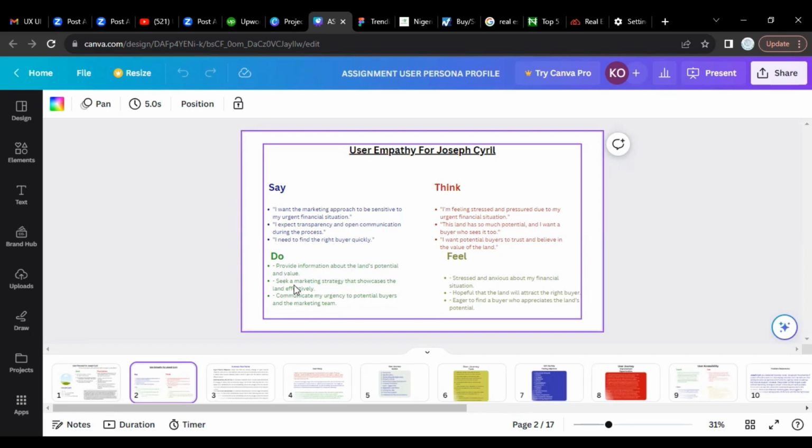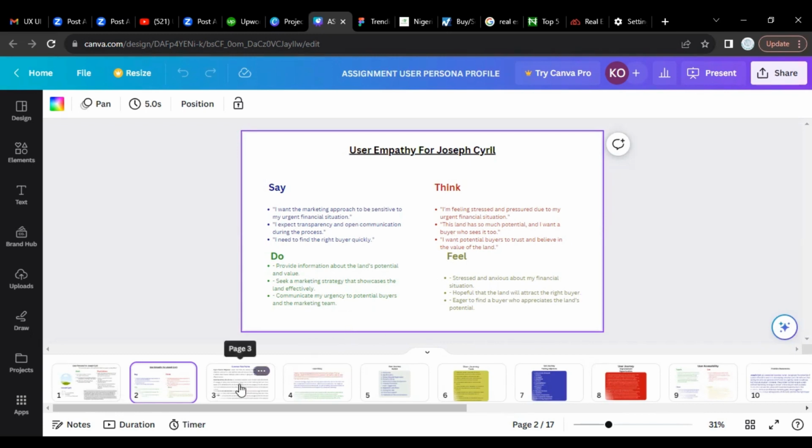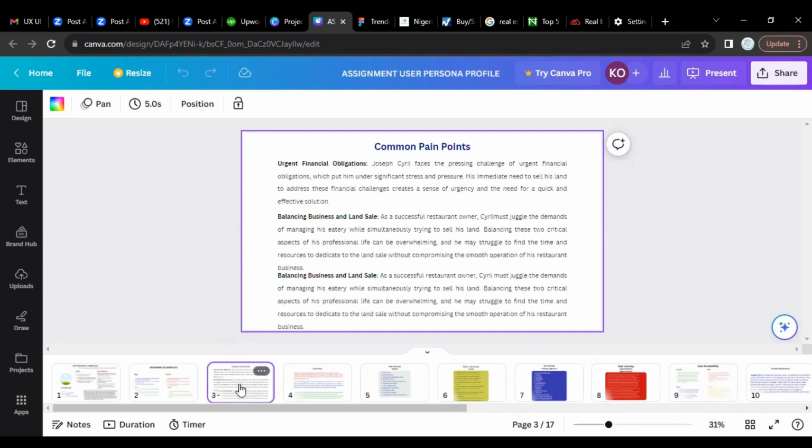provide information about the land. We kind of make the land marketable. We present it to people that have the financial capability to take care of it. And I will still have to go back to the video and do something about it. Then the common pain points.